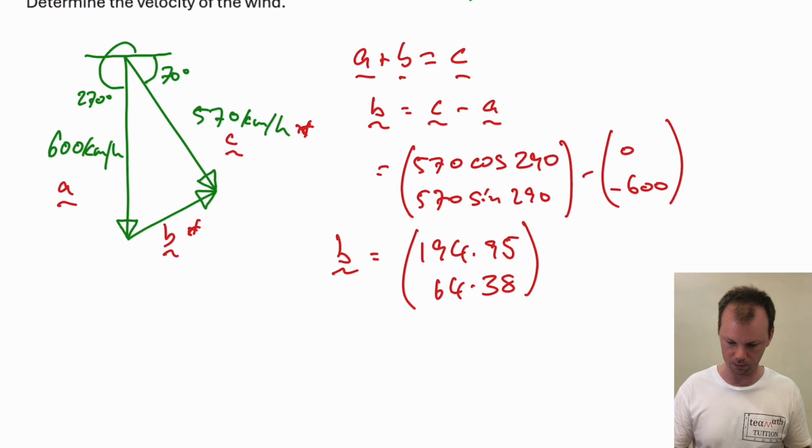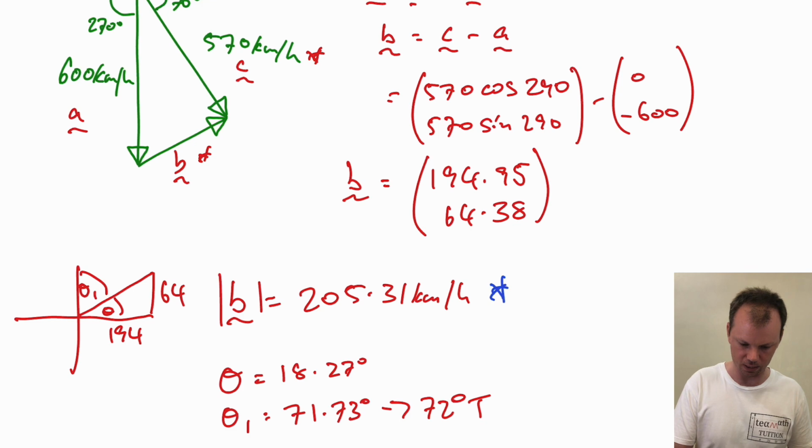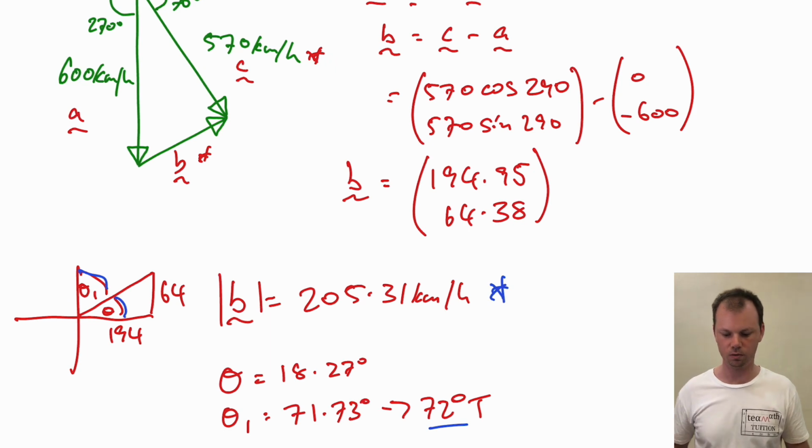Okay, so we worked out the magnitude of our B vector, which is the speed of the wind, and we worked out the direction. So I drew a diagram here, worked out theta, then we worked out the true bearing, and we got 72 degrees true.